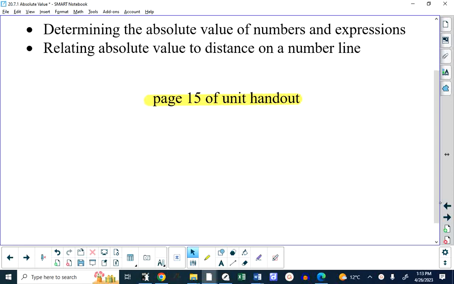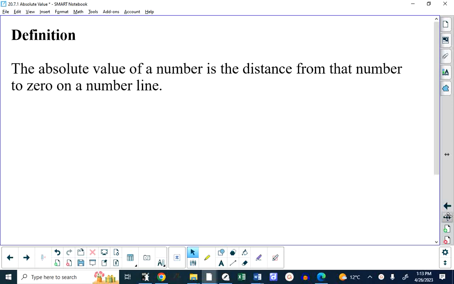to a distance. To begin with, the absolute value of a number is how far the number is from 0 on a number line. Distance is how far.